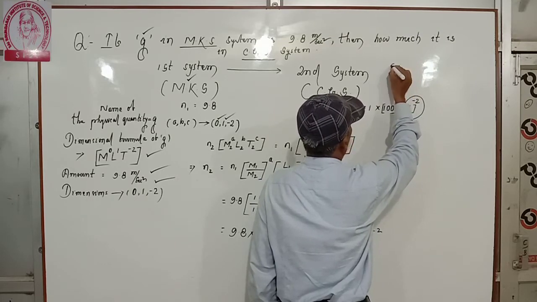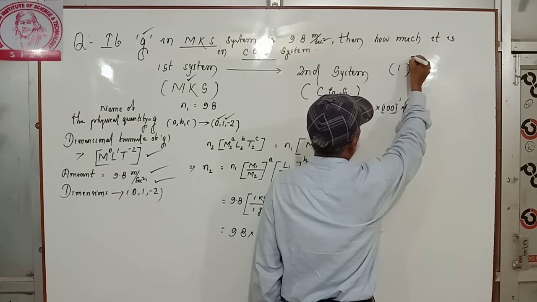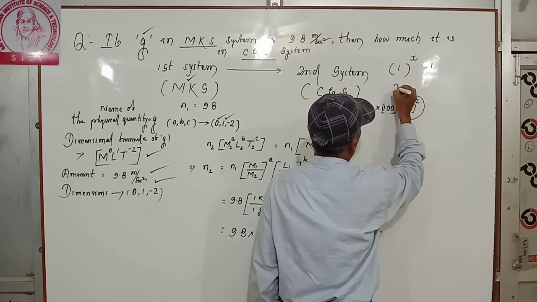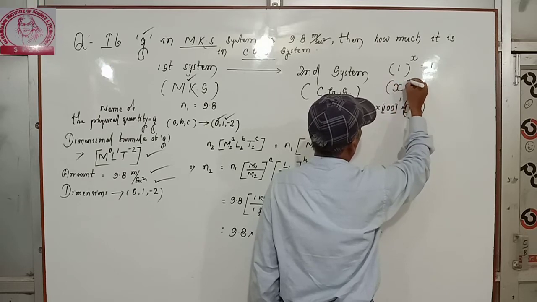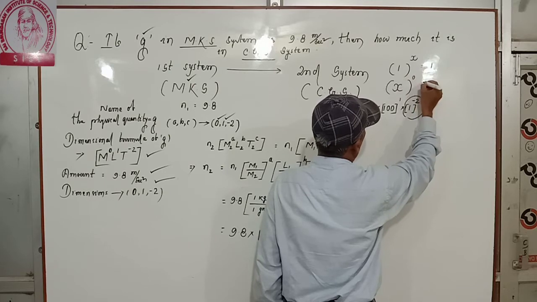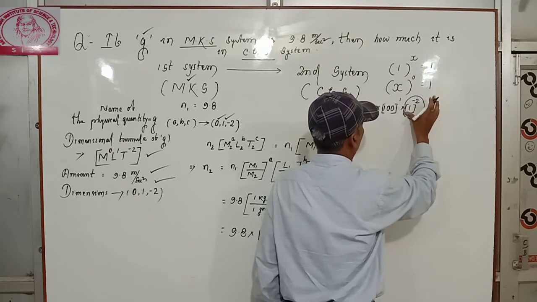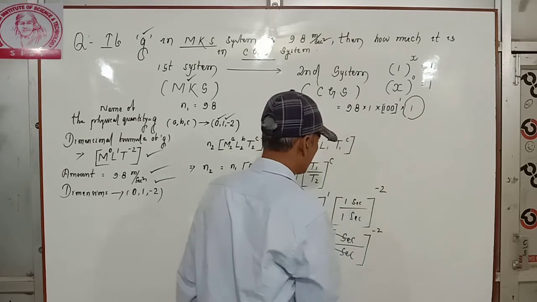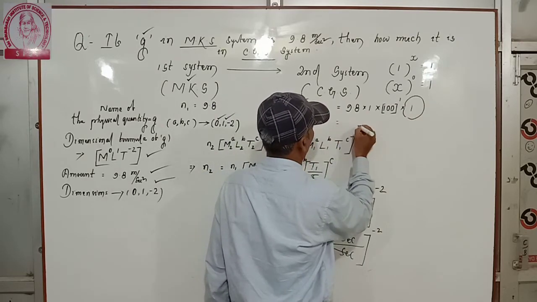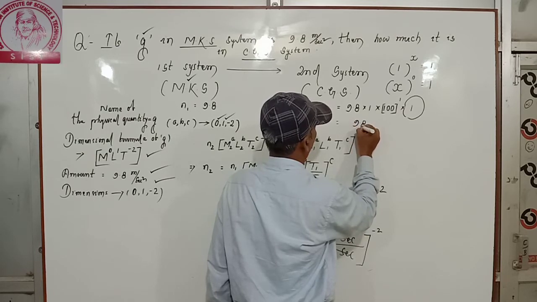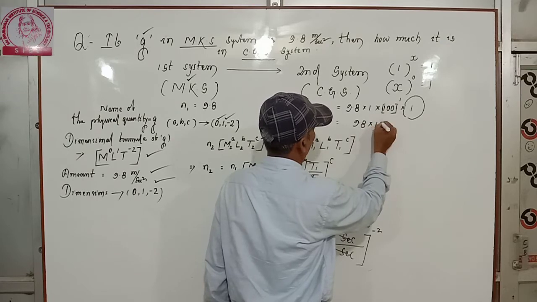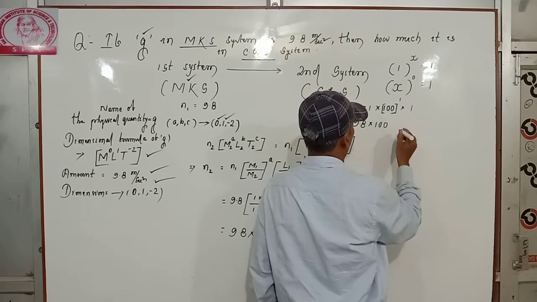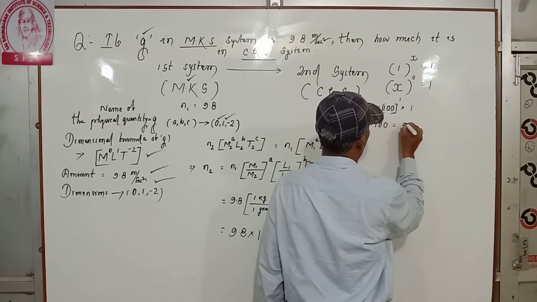1 to the power something, it is 1. Something to the power 0 is equal to 1. So now how much it is? It is 1, right? Then the value came out 9.8 into 100, is equal to 980.